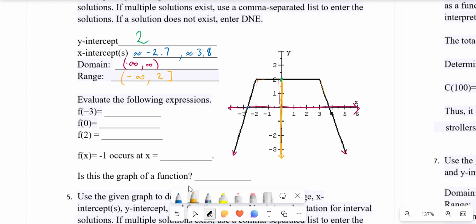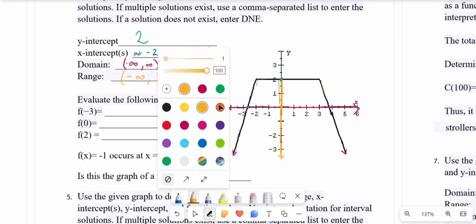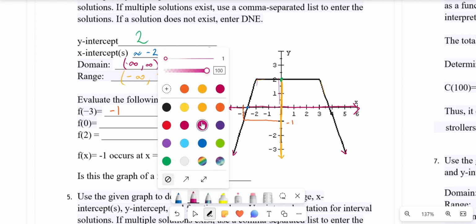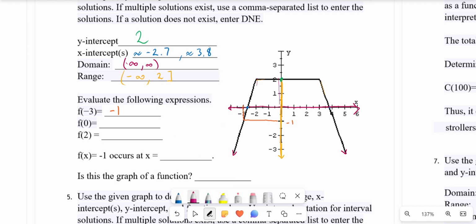How do we evaluate these expressions? Well, we just look at what the input would be and we read off what the y value is. So for example, for -3, here I am at -3. I look down and say, all right, well, that's my y value. Where does that come from? That's -1. So this would give me -1. Likewise, if we want 0, that's what the y-intercept is. This would just give me 2. If I was at x is 0 and I went up, what's my y value? Where does it hit the curve?